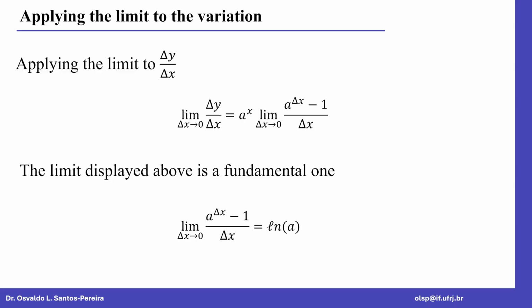The limit displayed above is a fundamental one within mathematical analysis. It is an established result that the limit as delta x tends to 0 of a to the power of delta x minus 1 over delta x is equal to the natural logarithm of a. For our present purposes, we shall treat this as an established result. Its formal proof will be examined at a later date.